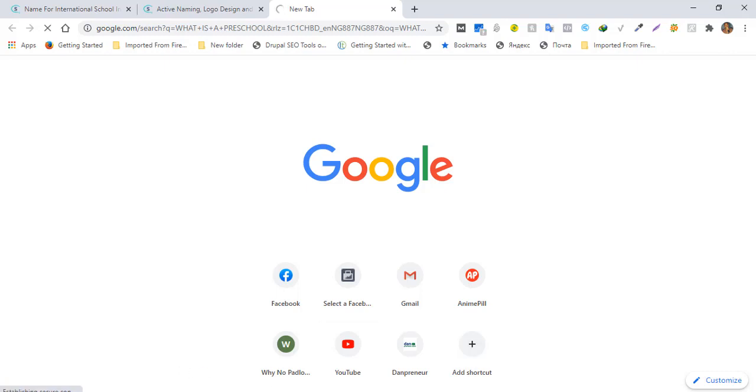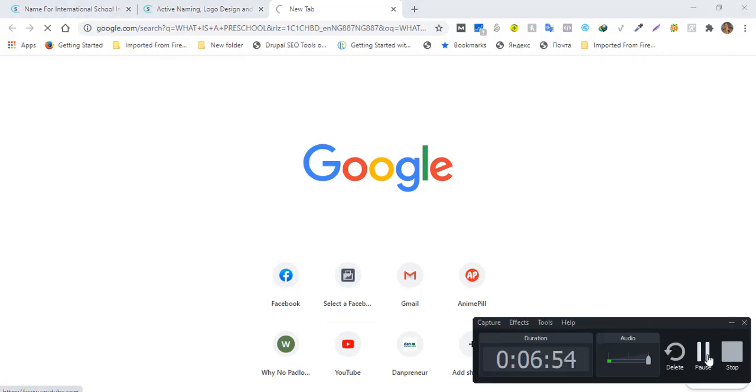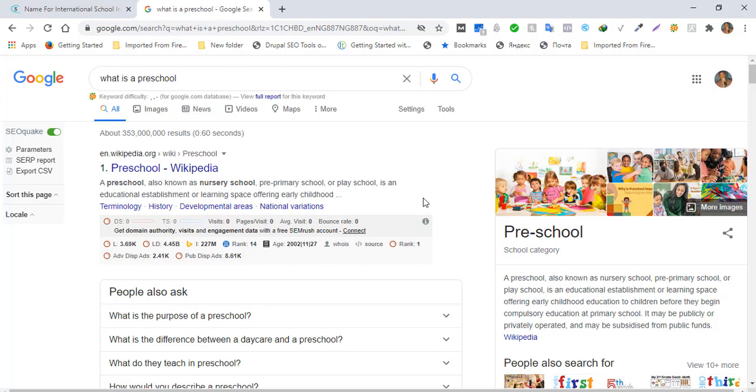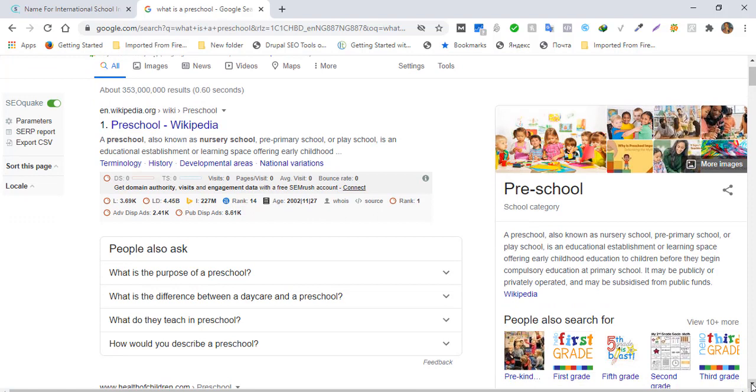The network is a bit slow today, so you now see what you are looking for here. That's what is a preschool. A preschool, also known as nursery school, pre-primary school, or playground. So do you understand now? It's an educational establishment or learning space offering early childhood education to children before they begin compulsory education or primary school. So they are talking about kindergarten now, or nursery school.